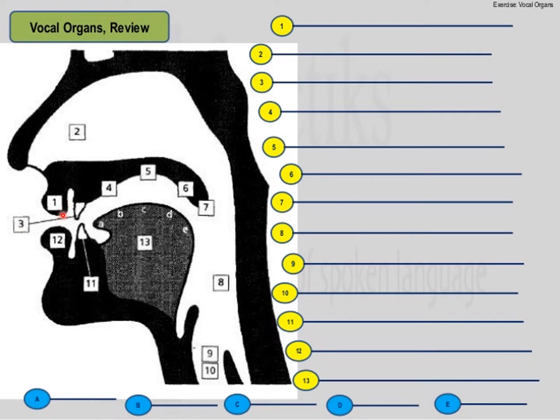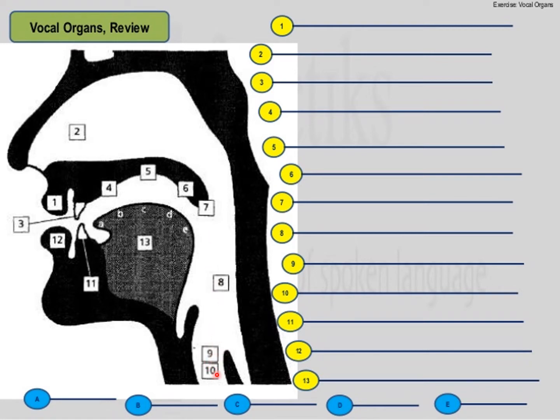Number 1, upper lip. Number 2, it's the nasal cavity or the nasal tract. 3, upper teeth. 4, this part behind the teeth, the alveolar ridge. 5, hard palate. 6, soft palate or velum. 7, uvula. 8, it's the pharynx.